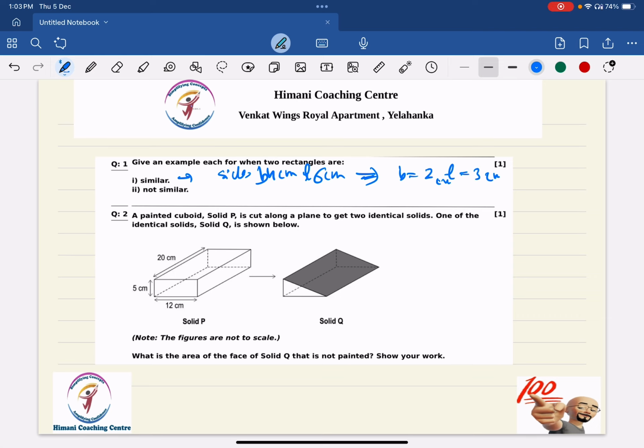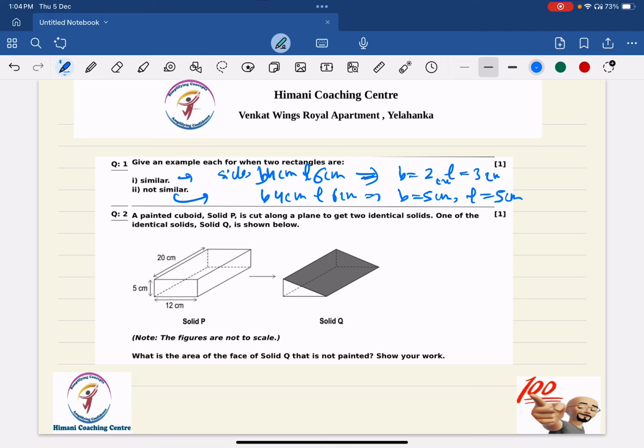Okay. For not similar, just ensure that the sides are not in the same ratio. So L is 6 centimeter. Now take B as 5 centimeter and keep L as perhaps again 5 centimeter. So now they are not similar.